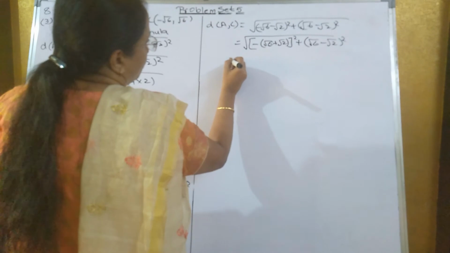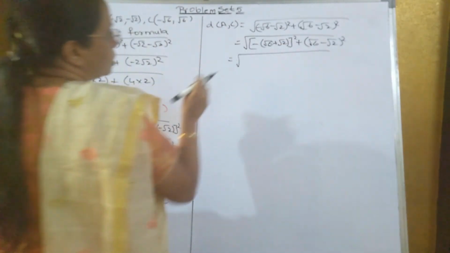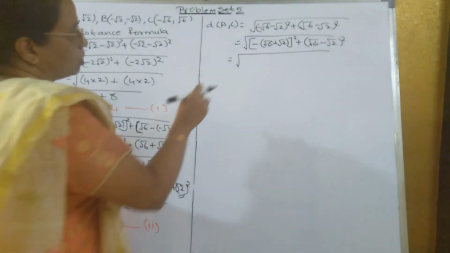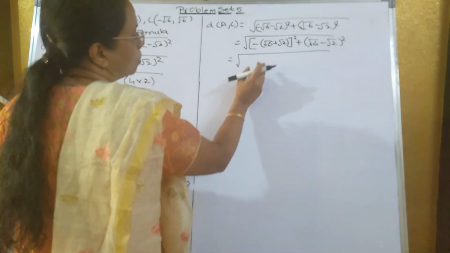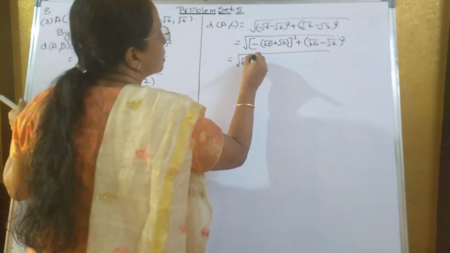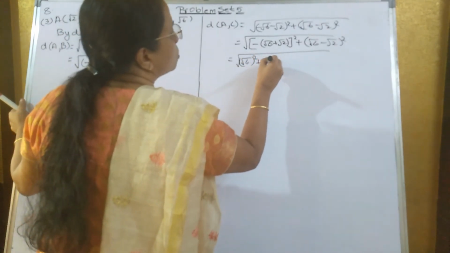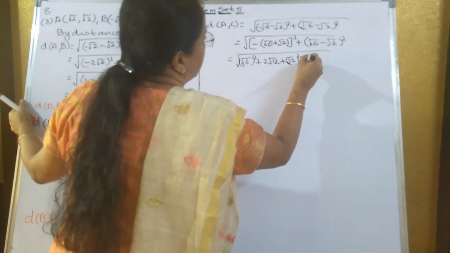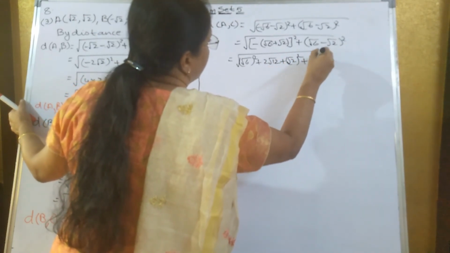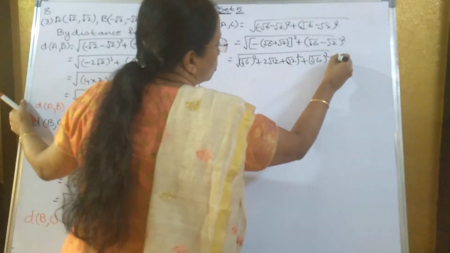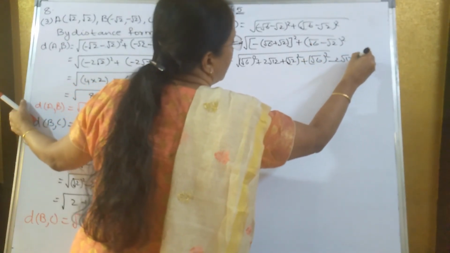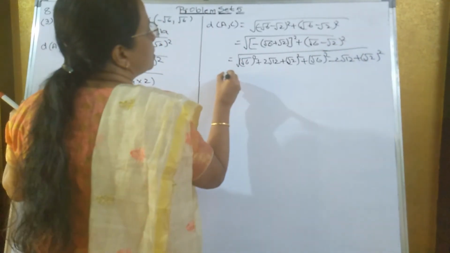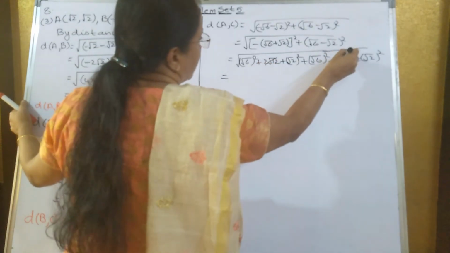Now if you see here, minus into minus the whole square will become positive. So you can just concentrate on (root 6 plus root 2) the whole square. That is root 6 the whole square plus 2 root 12 plus root 2 the whole square, plus root 6 the whole square minus 2 root 12 plus root 2 the whole square. So that is equal to this, plus 2 root 12 and minus 2 root 12 will go away.